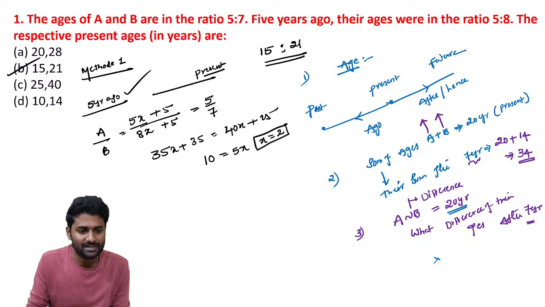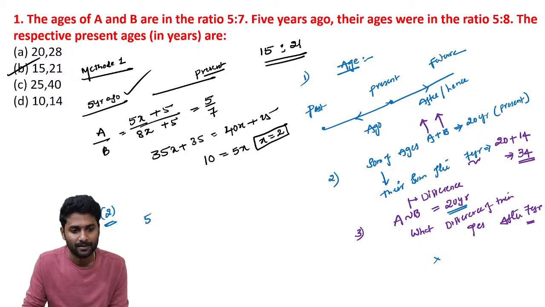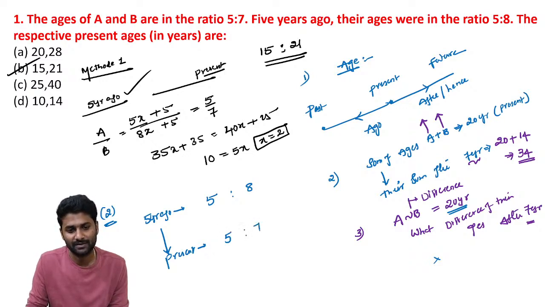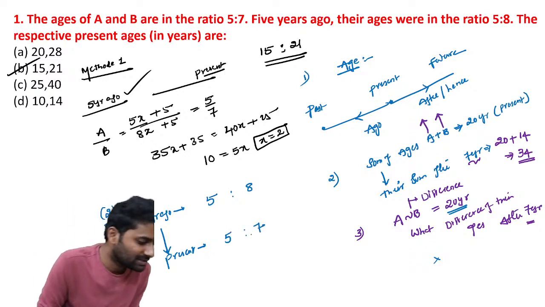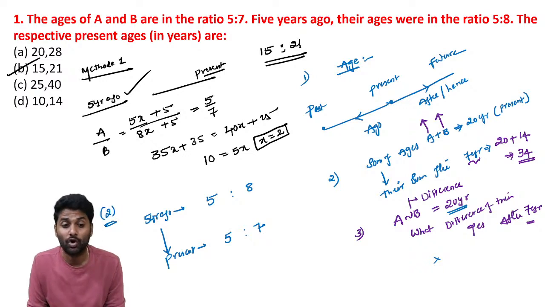Guys, let me go with the second one. I told you guys, the difference of their ages is always constant. Five years ago, the ratio of A and B was 5 is to 8. Then the present age ratio is 5 is to 7. As you already know, the difference of their ages is always the same.